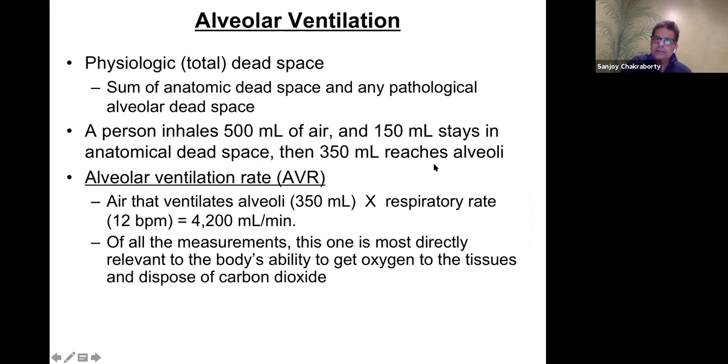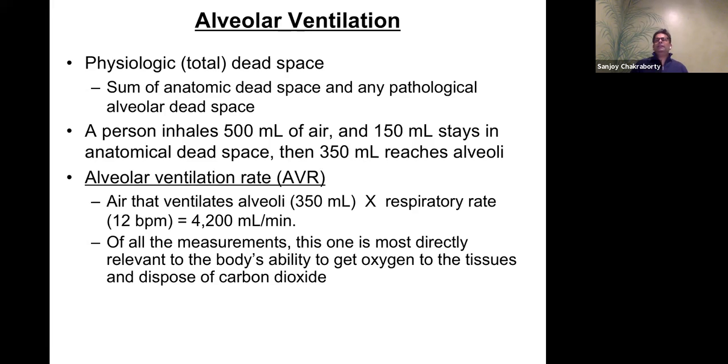That's the fresh air that is going to participate in the gas exchange process. So every time you breathe in, I'm assuming you are breathing in 500 ml of air, only 350 is doing the work, meaning only 70% is doing the work. Doing the work means they are participating in the gas exchange.